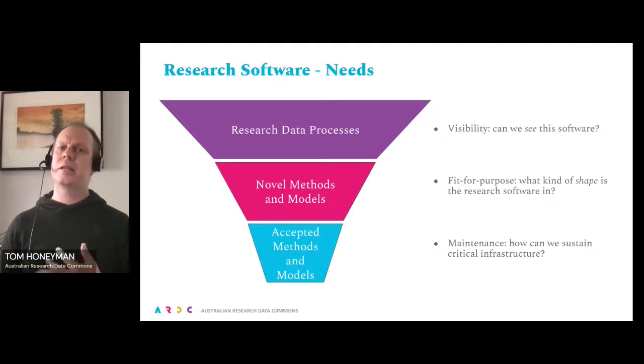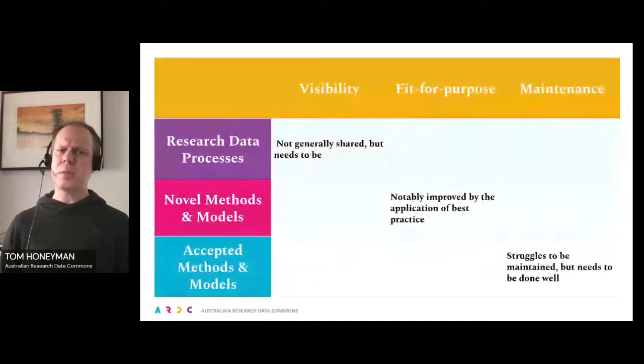These three concerns actually neatly align with our software types. They're not mutually exclusive in their alignment, however. But if we arrange these into a grid, so the software types and the concerns, we can see that these are the sweet spots for action. Research data processes as research software are not generally shared, but they need to be. Novel methods and models as research software can be notably improved by the application of best practices. And accepted methods and models as research software infrastructure struggle to be maintained, but really need to be done well when it underpins so much research.